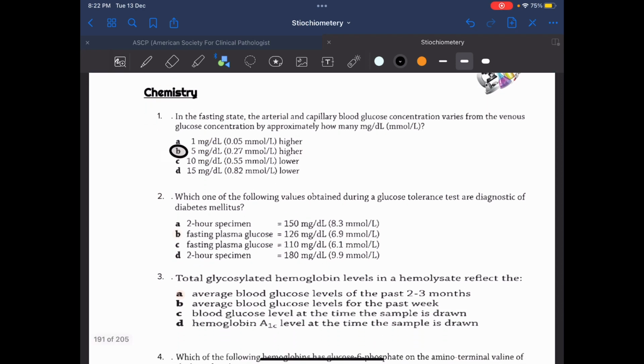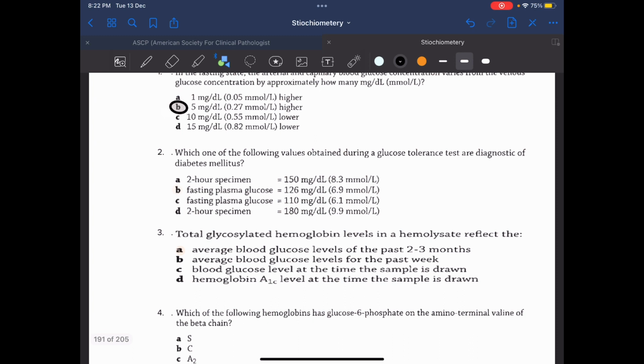Second question. Which one of the following values obtained during a glucose tolerance test are diagnostic of diabetes mellitus? The correct answer is B. Fasting blood glucose equal to 126 milligram per deciliter or 6.9 millimole per liter is a diagnostic test for diabetes.